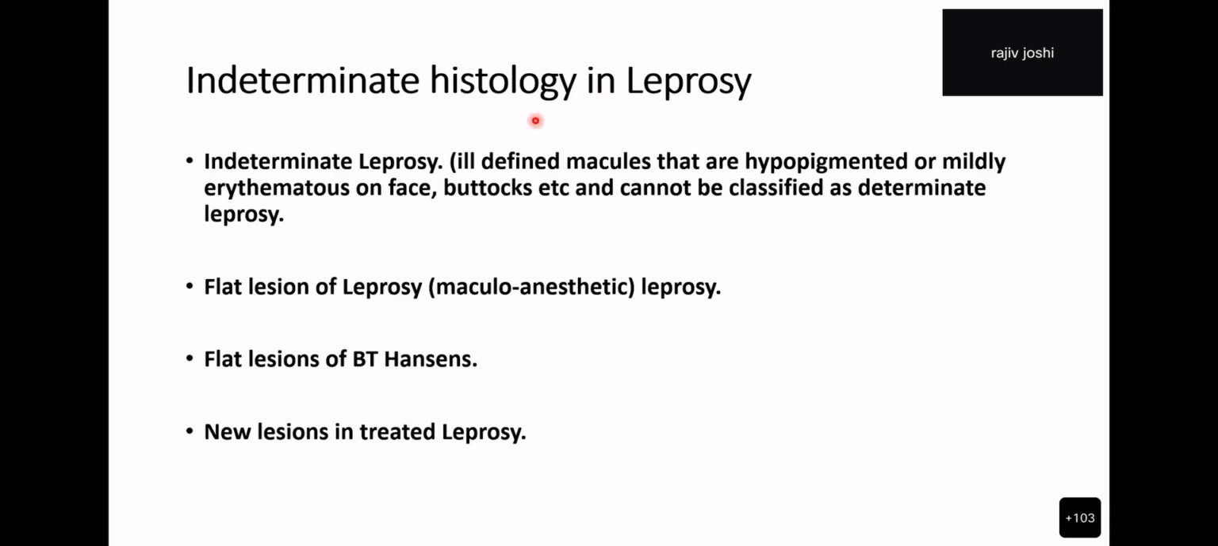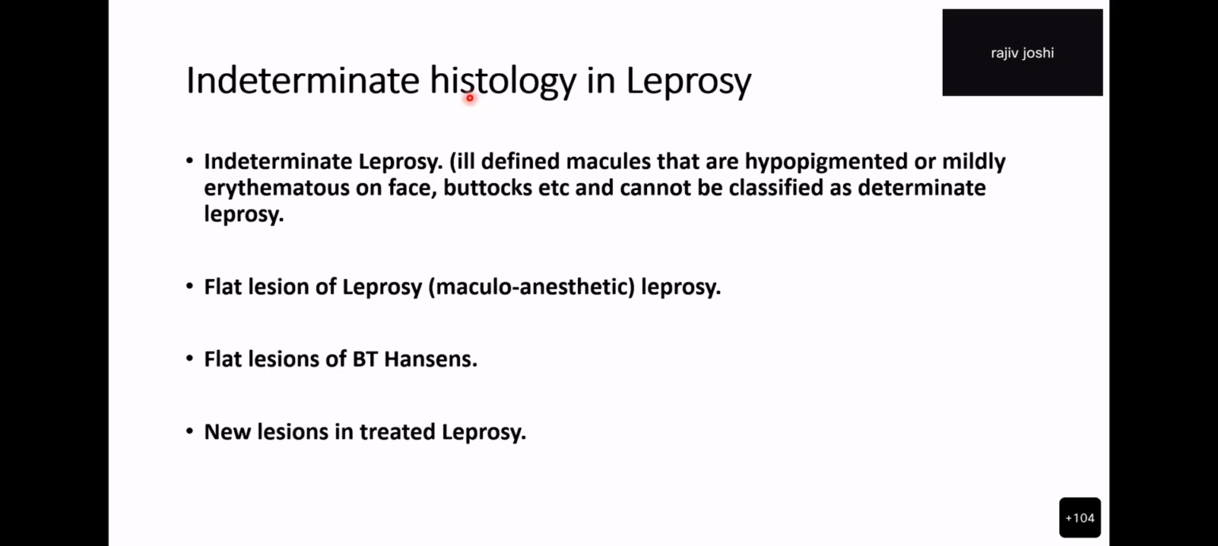But such cases are usually seen as ill-defined macules, which may be hypopigmented or mildly erythematous, commonly seen in children on the face, buttocks, etc., and cannot be classified as determinate leprosy. The natural course of these lesions is that in many cases, they just settle by themselves. In some of them, they go on to form what is called determinate leprosy, which we can recognize with the development of granulomas or foamy histiocytes. And then they become a very well-defined lesion of leprosy.